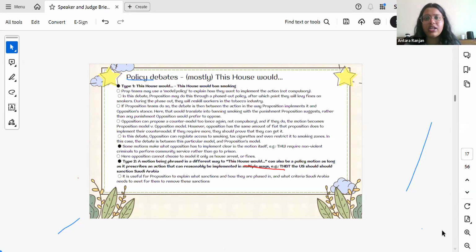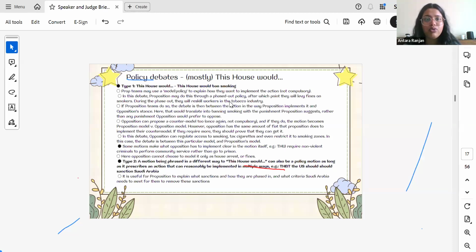You can have a model, you can have a counter model. Counter models are not necessary, but you should always try and have a model in a policy motion, right? Tell us how this happens and tell us why this happens.